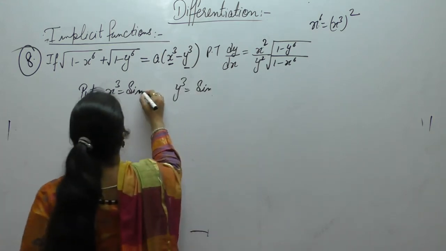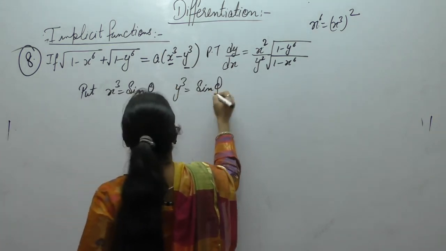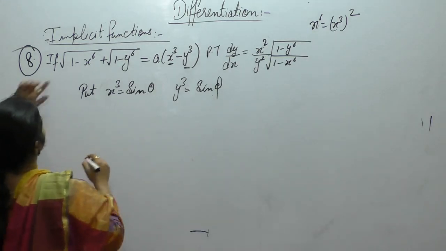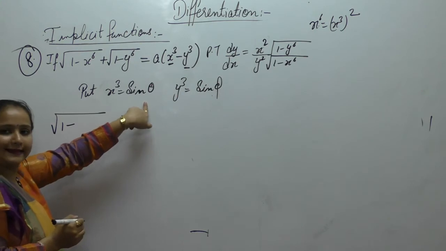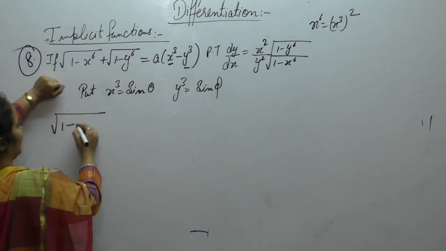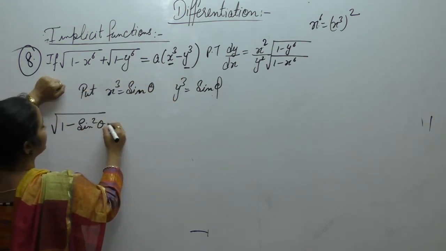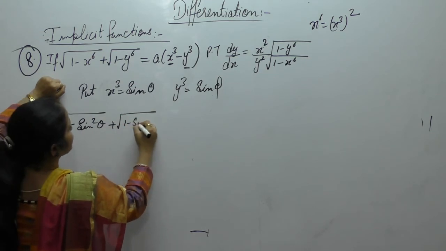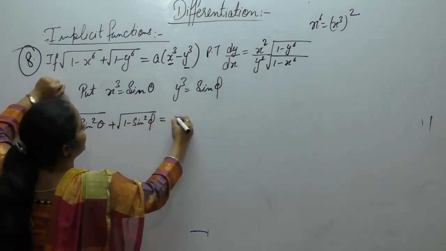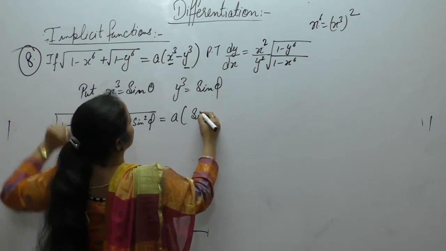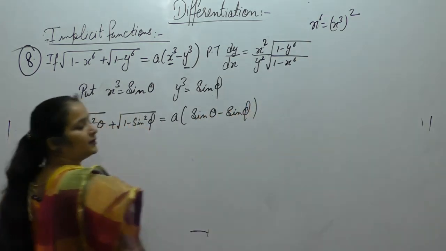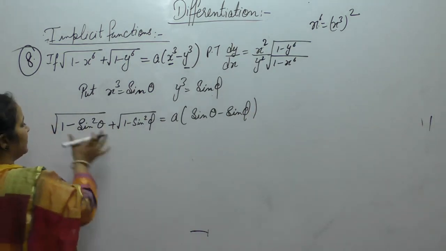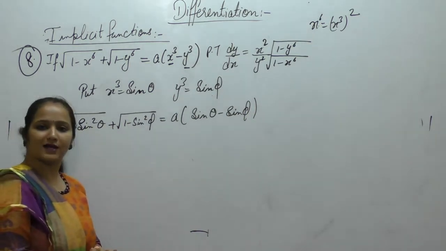Let x cube be sin theta and y cube be sin phi. Now 1 minus x power 6 is sin square theta, so we have 1 minus sin square theta, and 1 minus sin square phi, A into sin theta minus sin phi. This is what we have. 1 minus sin square is cos square.